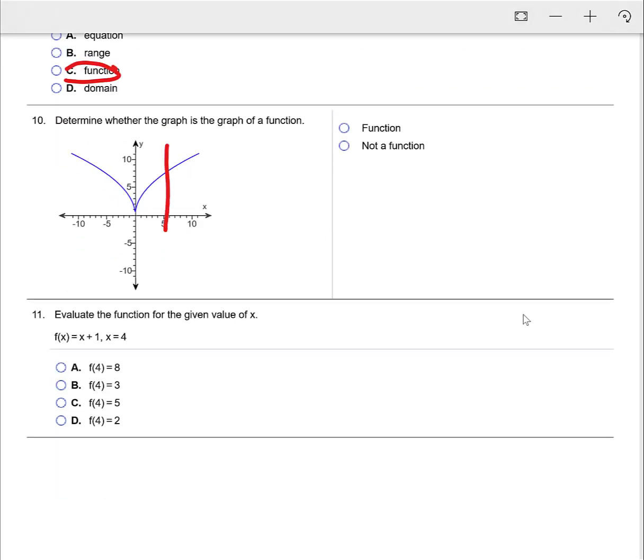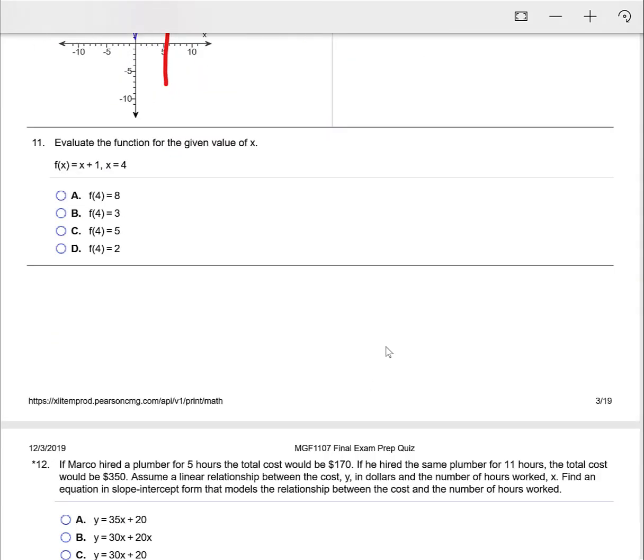If I can drop a vertical line and it only crosses through the graph of the function, or graph of the relationship, one time, it's a function, so this is a function. Evaluate the function for the given value of x. We want to know x equals 4 for the function x plus 1, and that's a pretty simple one. It's just going to be f of 4 equals 5.